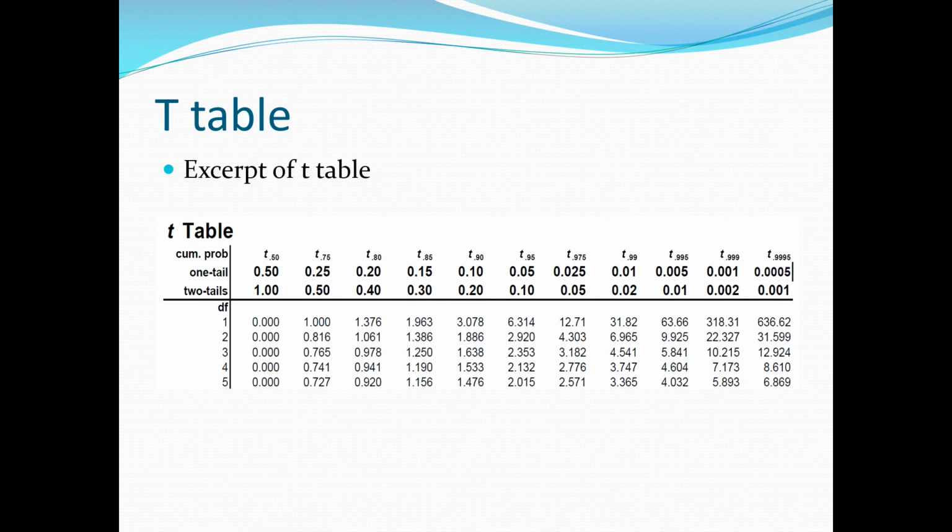So this is an excerpt of a T table. Here in the column I have df or degrees of freedom, whereas over the heading I have different T values. For the time being I am not going to discuss the idea of one or two tail, because in confidence intervals we always use the two tail values.